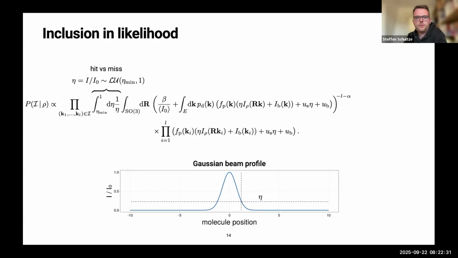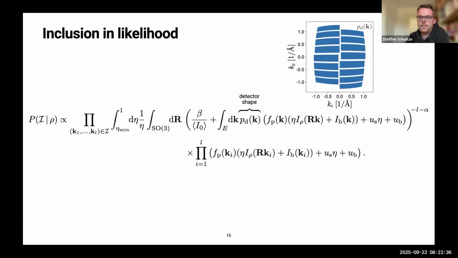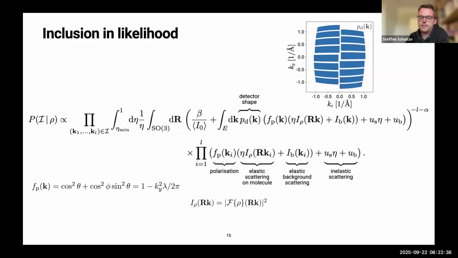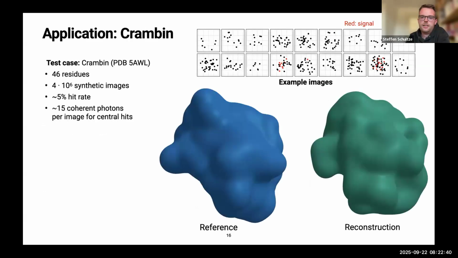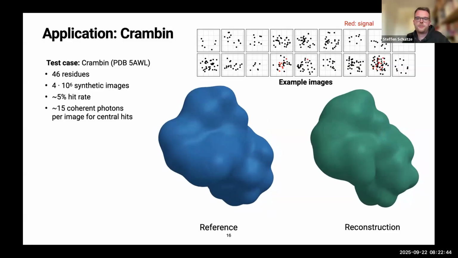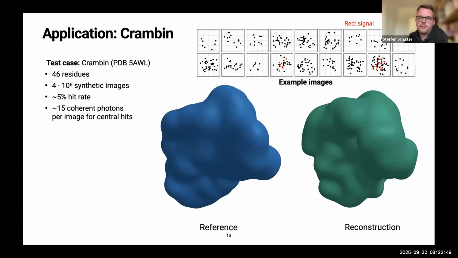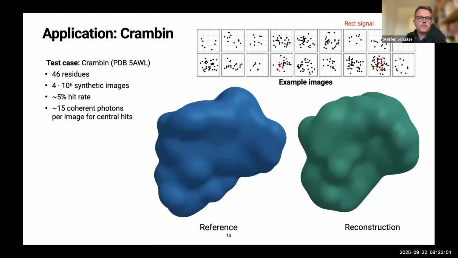I don't really want to go into so much detail about the rest of it. There's a lot of stuff included here: the detector shape, and then the various kinds of scattering, including the background noise. And indeed, still from simulated images, but from, as you can see here, very much more realistic ones, we can still get quite a good structure here.